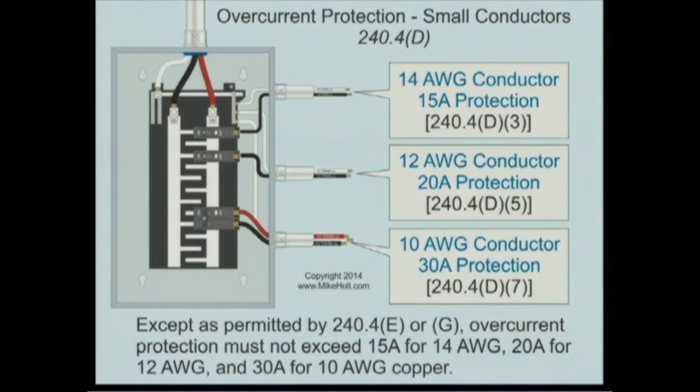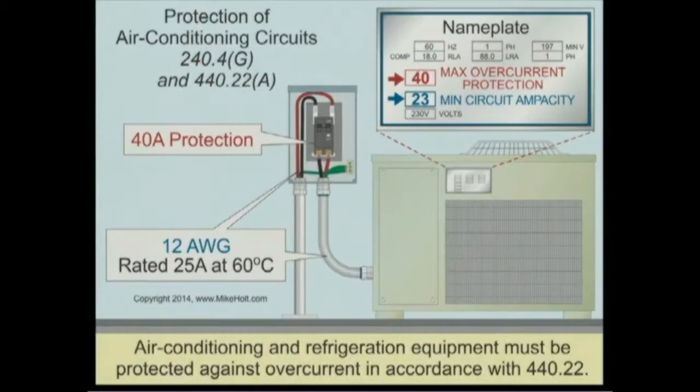I would run a 12-gauge wire. Mike, I thought 12-gauge wire was only good for 20 amps. Never was that. What the rule said is the maximum overcurrent protection for 12-gauge, not within the conditions of 240.4G. What was it? Back to the slide here. E or G, then you'd have the 20 amp protection. But when you get the air conditioning refrigeration equipment, you size the conductor.